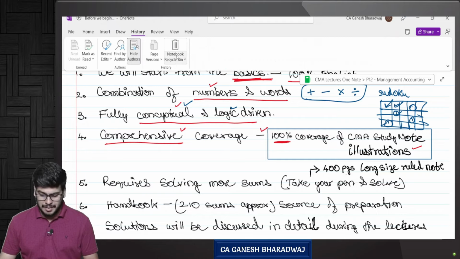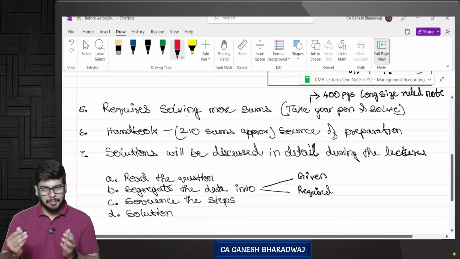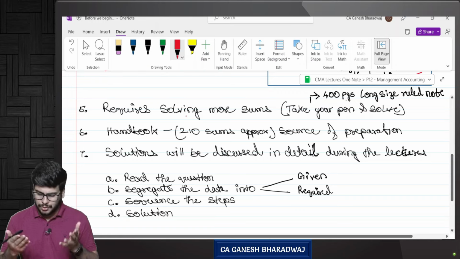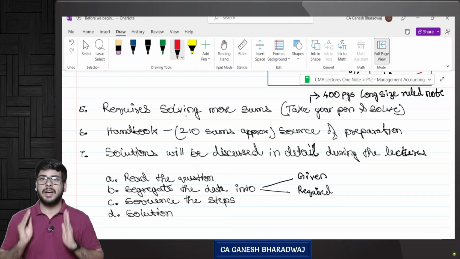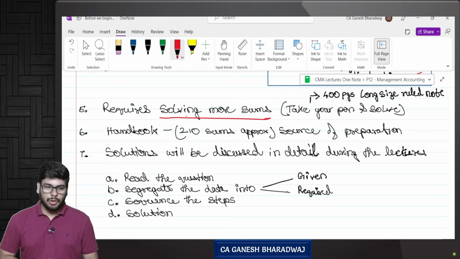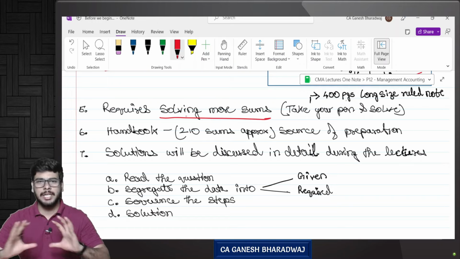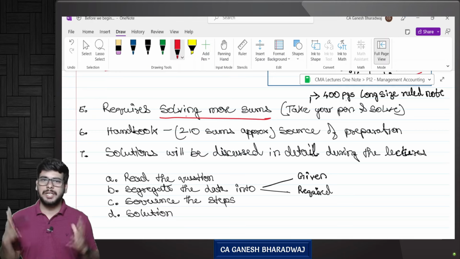And number five, the most important part: this subject, both management accounting and even cost accounting. I would have told all these points even in cost accounting. Anyway, I'm telling this once again in management accounting because certain students might be attending management accounting first. So for their benefit, I'm telling you, this subject requires solving a larger number of problems. In the lectures, I will give you a complete understanding of how to solve the problems. Solutions, everything will be done in the classroom.